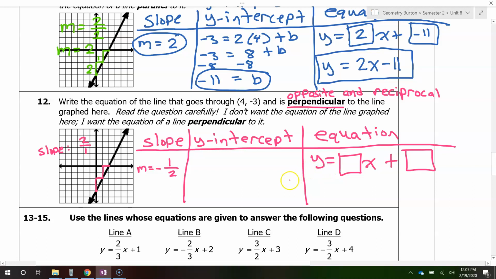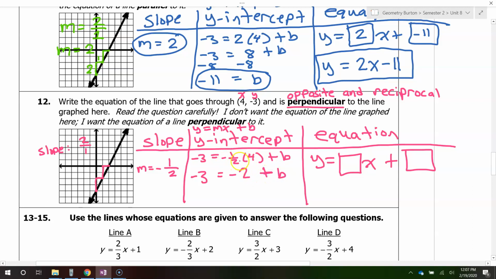The rest of this is going to be normal. So to find the y-intercept, in our minds, we're thinking, okay, y equals mx plus b. The y is going to come from right here, so that's going to be -3. The m is the -1/2 that we just found. The x is going to come from this right here. And then plus b. -1/2 times 4 is -2. So I will have -3 is equal to -2 plus b.